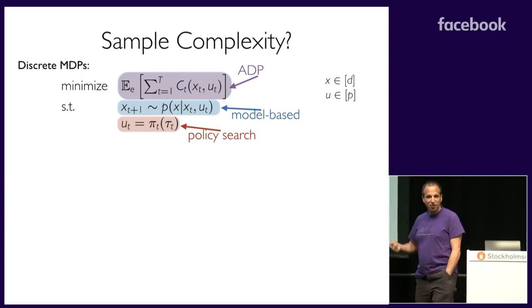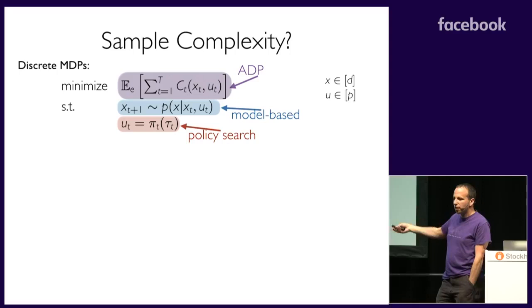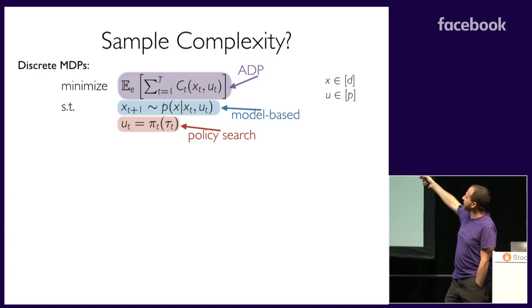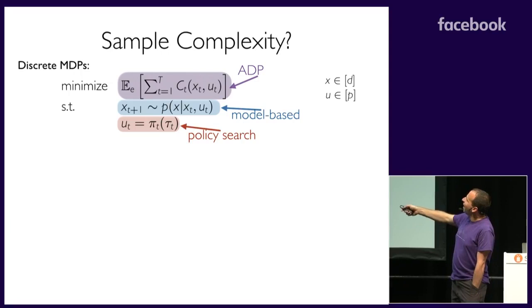Here is the only other slide that has the MDP formulation, even though we've been talking about the tabular case off and on. The idea here is that I have a discrete x, which takes only discrete values. X takes values 1 to d. U takes values 1 to p. And I have an MDP. The question is, what's the relative complexity of these methods?